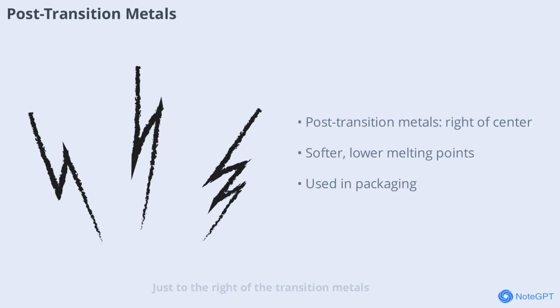Just to the right of the transition metals, you'll find the post-transition metals like aluminum, tin, and lead. These elements are softer and have lower melting points than transition metals.